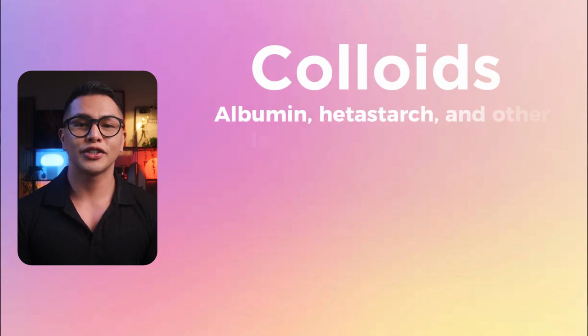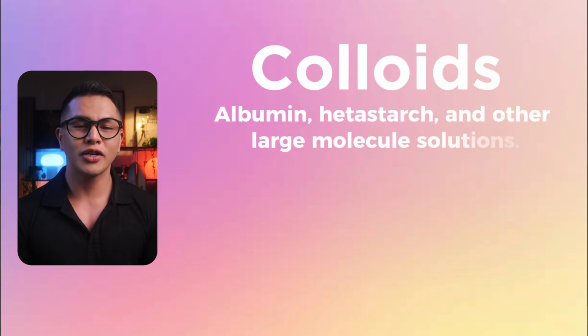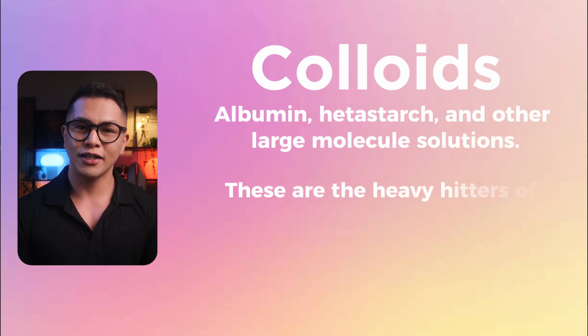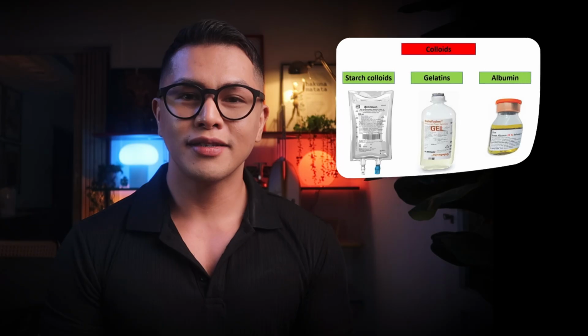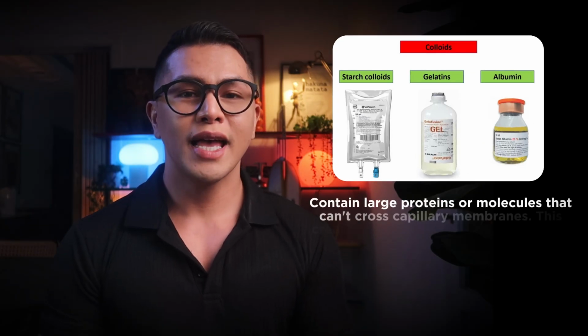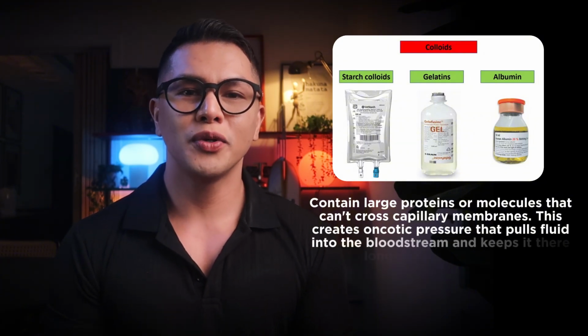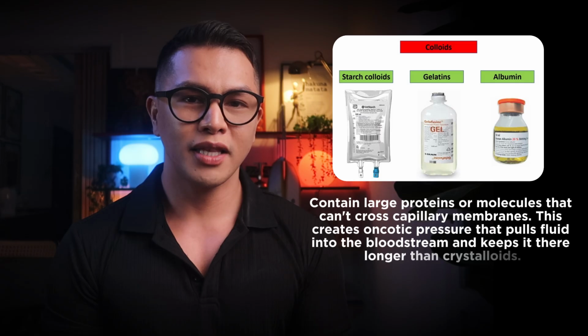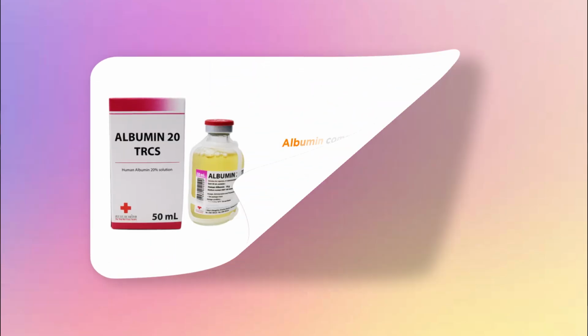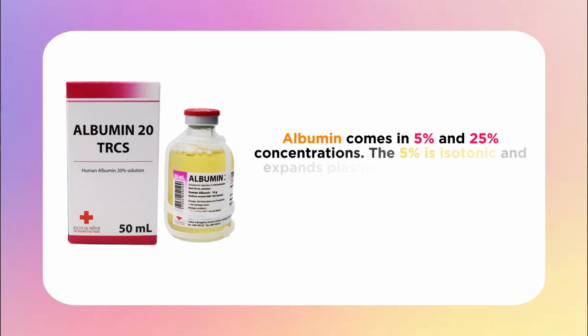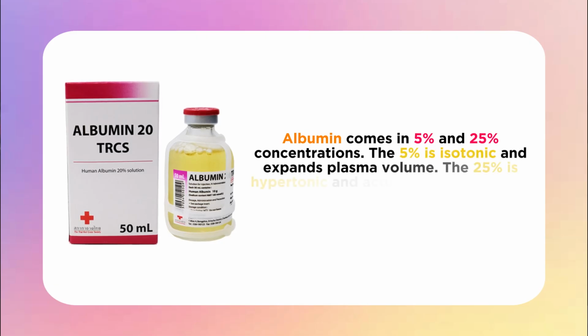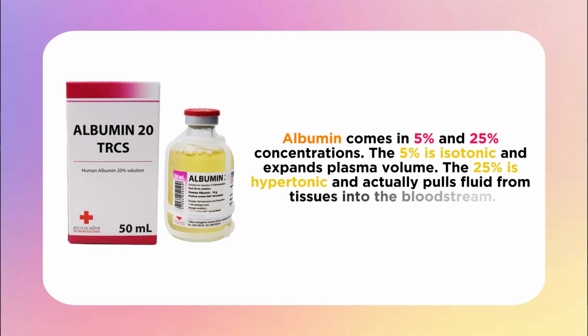Finally, let's talk about colloids, albumin, hetastarch, and other large molecule solutions. These are heavy hitters of volume expansion. Colloids contain large proteins or molecules that can't cross capillary membranes. This creates oncotic pressure that pulls fluid into the bloodstream and keeps it there longer than crystalloids. Albumin comes in 5% and 25% concentrations. The 5% is isotonic and expands plasma volume. The 25% is hypertonic and actually pulls fluid from tissues into the bloodstream.